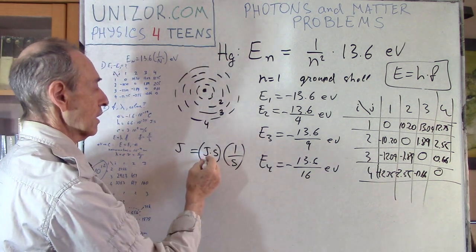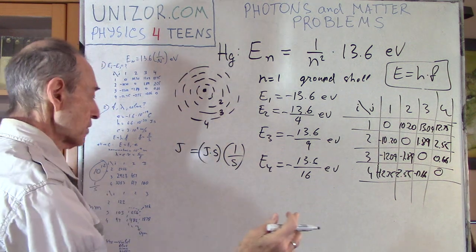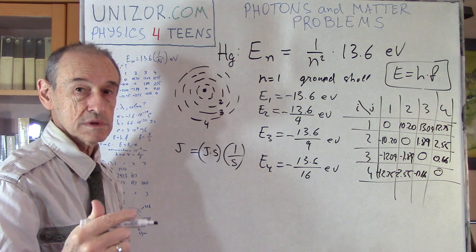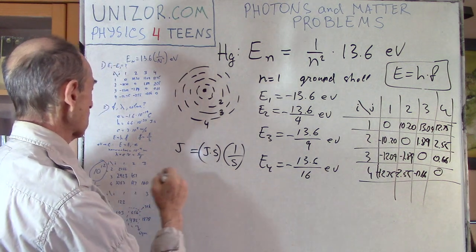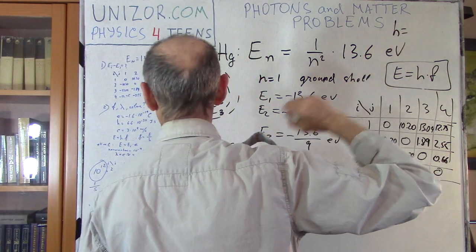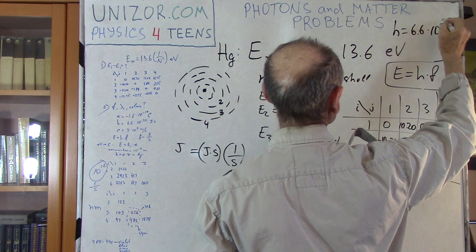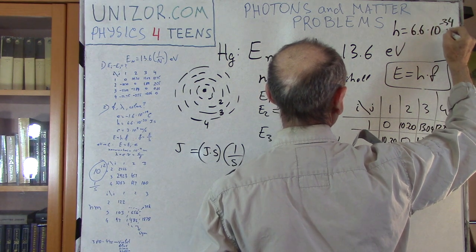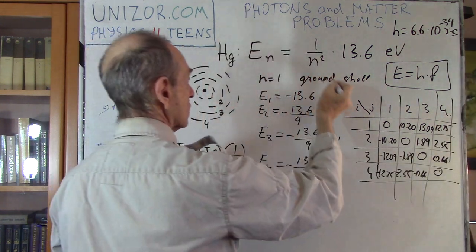So we know the value of Planck's constant. It's a very big number, and I have it in my notes for this lecture, but approximately h is equal to 6.6 times 10⁻³⁴ joule second. Now, electron volts.